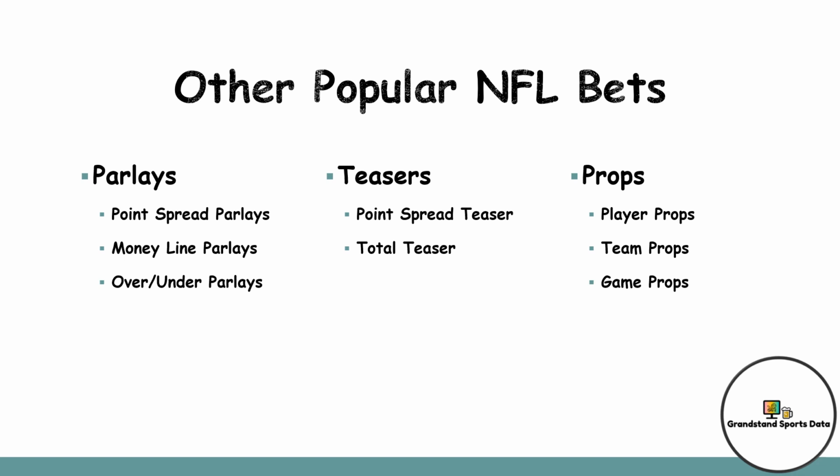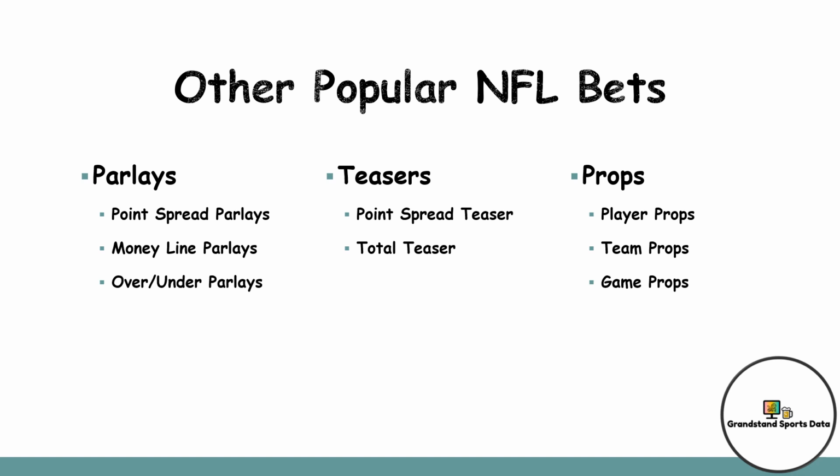Then you have props or proposition bets. Props are bets on specific events or outcomes within a game that don't necessarily relate to the score. So here's some of the more common ones. You can do player props. This is maybe yards totals. You'll think over 285 passing yards for a specific quarterback.